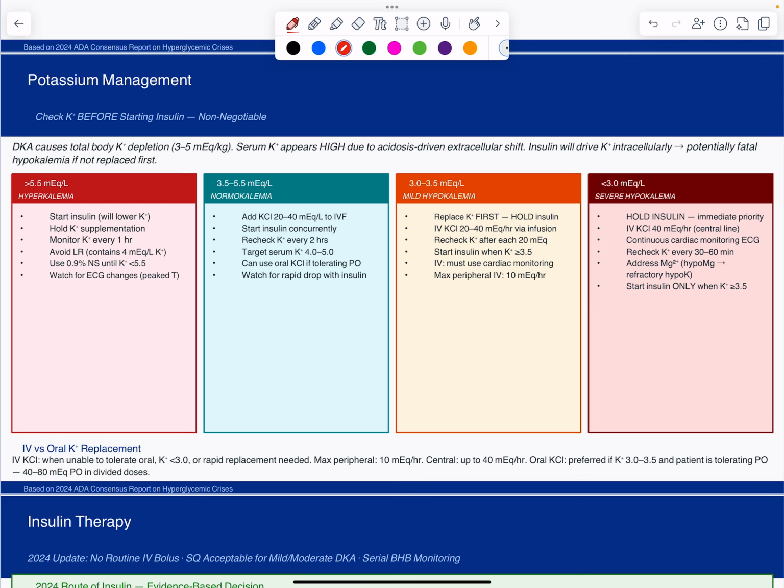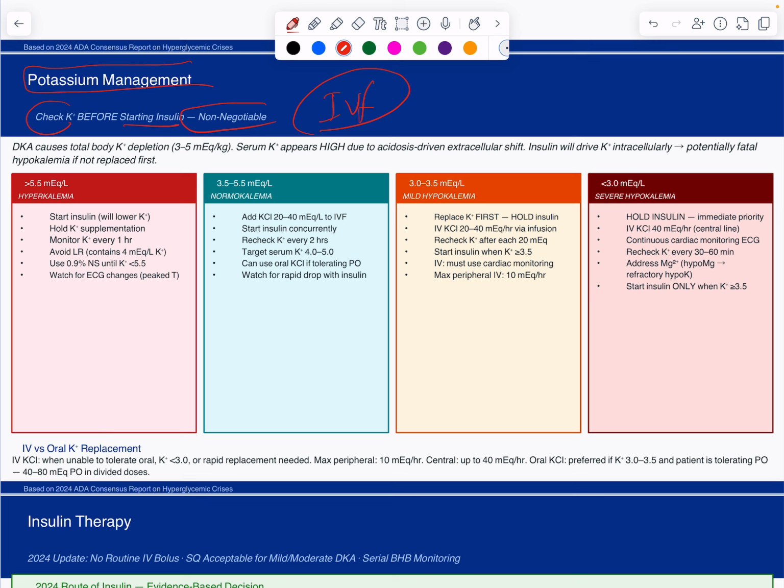So we talked about the IV fluid. Briefly, we talked about the potassium as well, but let's just talk about it very briefly. Again, check potassium before starting insulin, and this is non-negotiable. There is no case in the world you give insulin before checking the potassium. Again, give IV fluid blindly. You don't need to check for anything. Just give IV fluid to start with. Then you start to check the BMP and the potassium before giving the insulin.